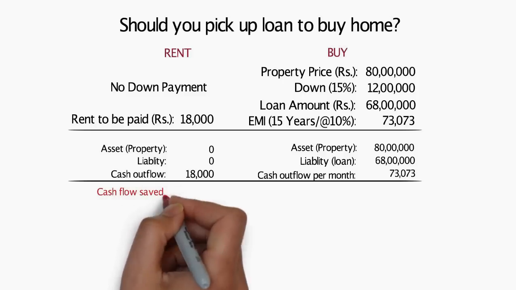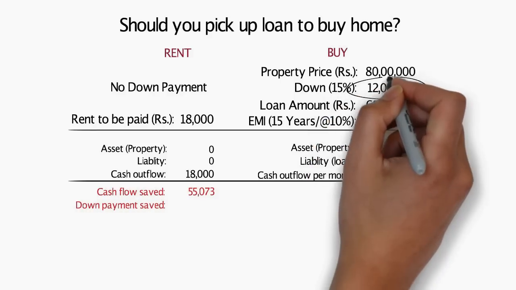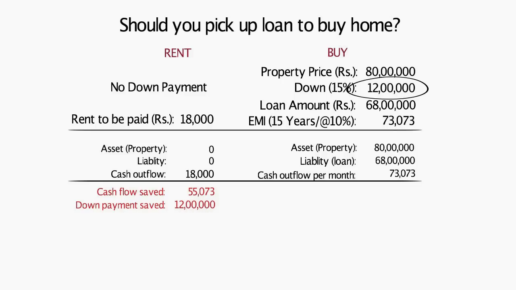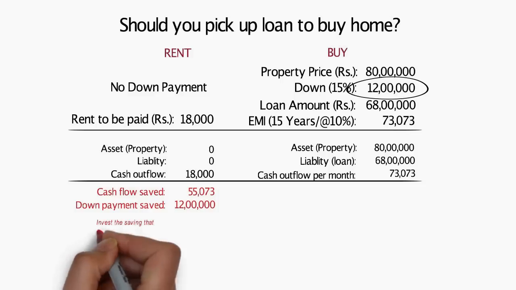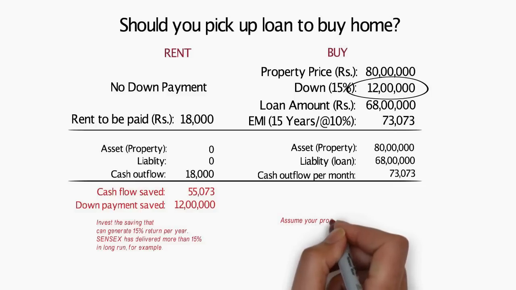So in a nutshell, in case of rent, you saved the cash outflow of about 55,000, which is the 73,000 EMI minus the 18,000 rental that you would have paid. And also remember that the 12 lakhs that you paid as a down payment for your house is also sitting with you as cash. So when you go on rent, you have these two cash flows saved, which you can easily invest and generate 15% plus return. For example, if you go for equity investment, you can easily get 15% return in the long run.